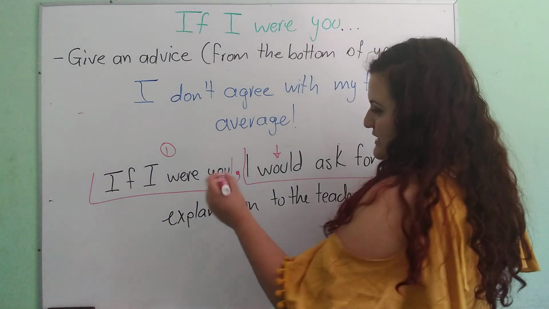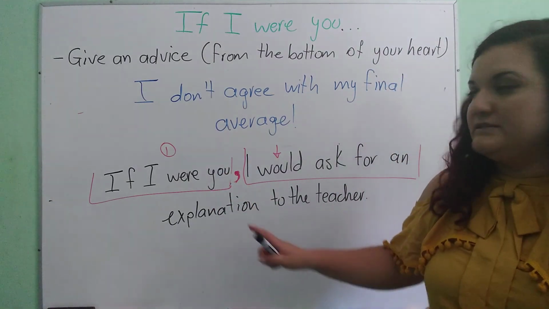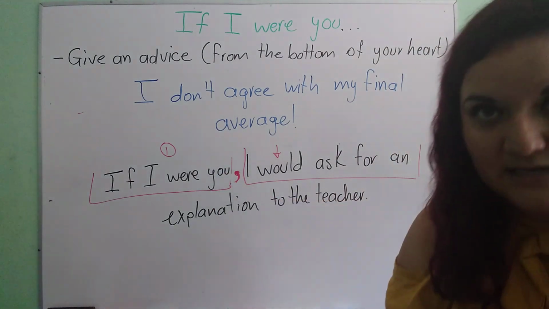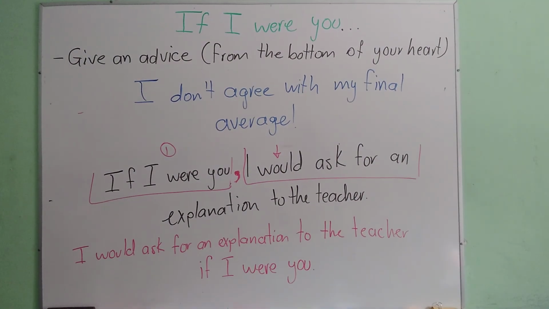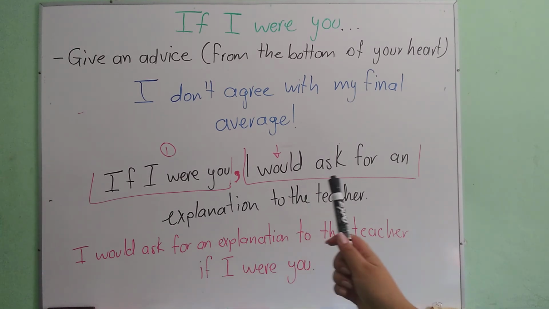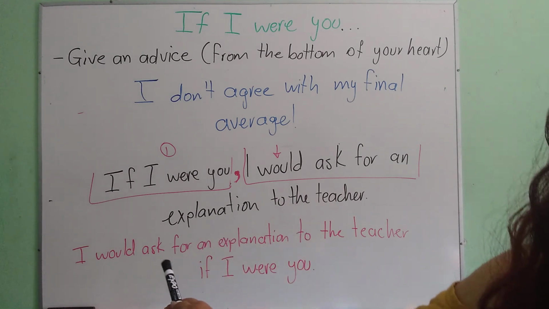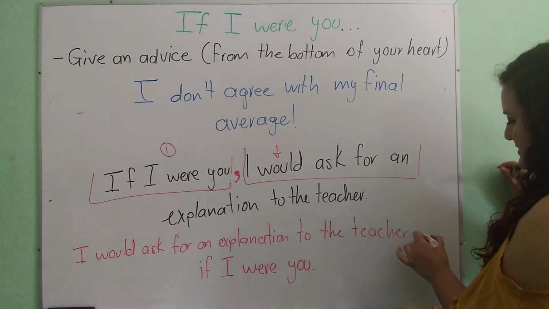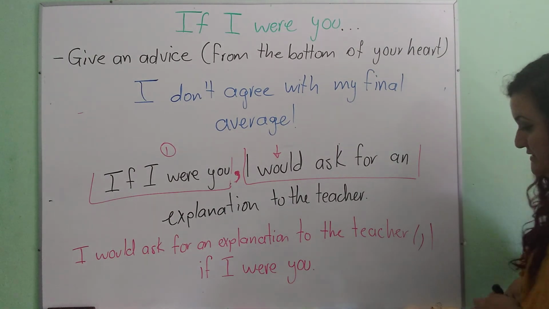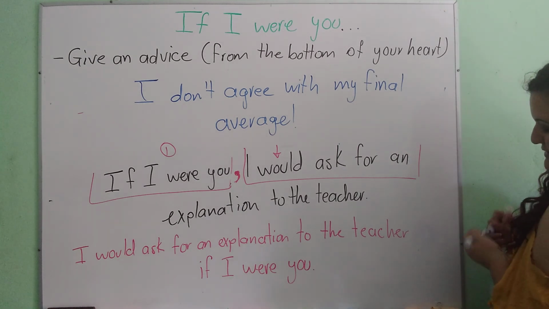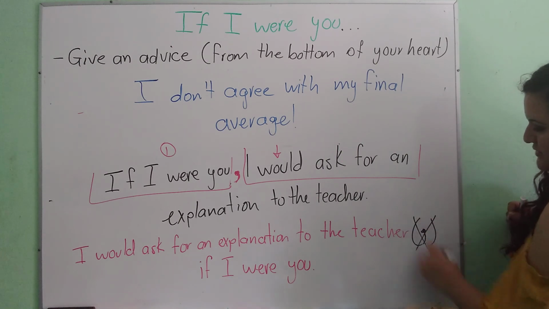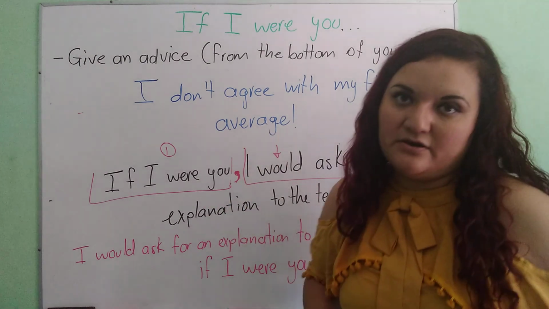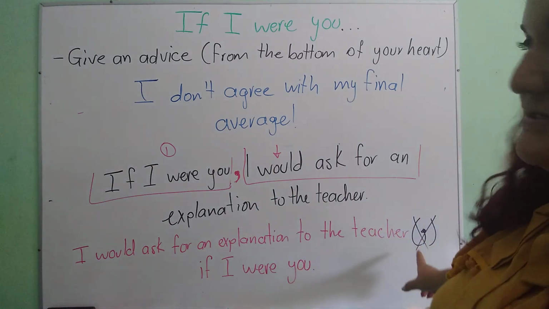Ahora, al igual que las estructuras en condicional, si nosotros le queremos quitar esta coma, quedaría de la siguiente manera. Entonces, si no queremos usar la coma, empezaríamos primero con nuestra segunda parte. Algo así como "I would ask for an explanation from the teacher if I were you." As you can perceive, I didn't write a comma. It's not necessary. If I start with the second part, if we only change the order of our structure, it is not necessary to add the comma.